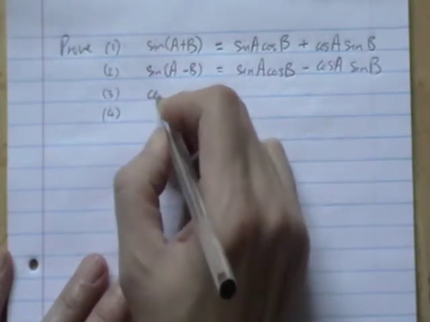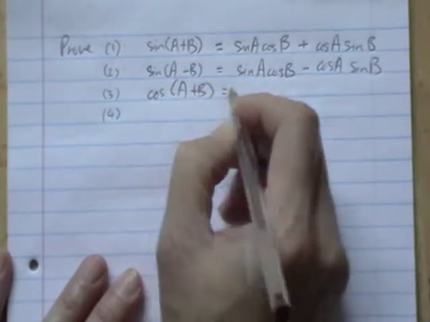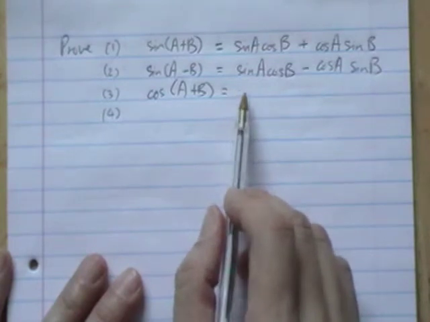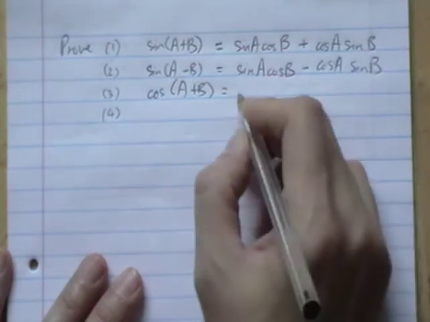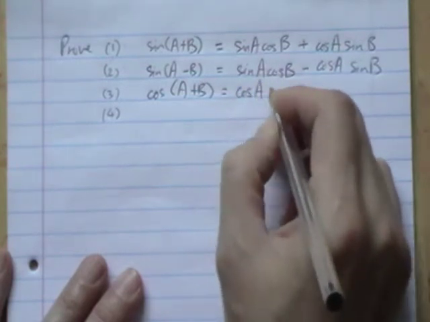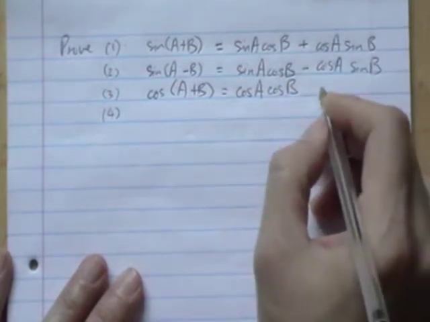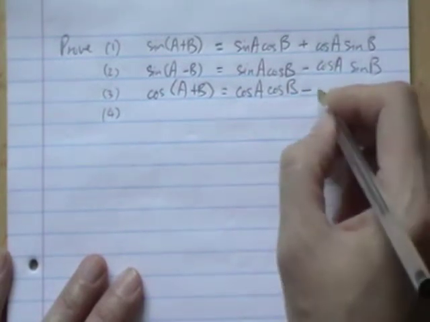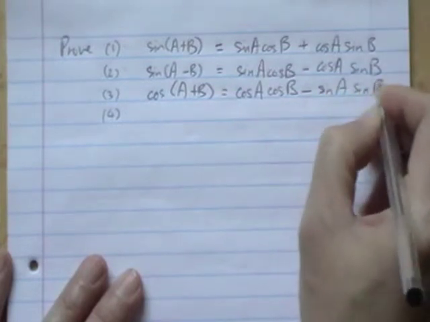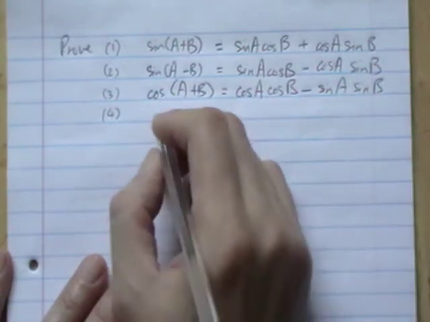The next one is cosine a plus b. So here it would be different. Instead of sine a and cosine a, I have both cosine. I have cosine a and cosine b, and I have a minus sign here, and I have a sine a sine b. So this looks quite different from the last one.